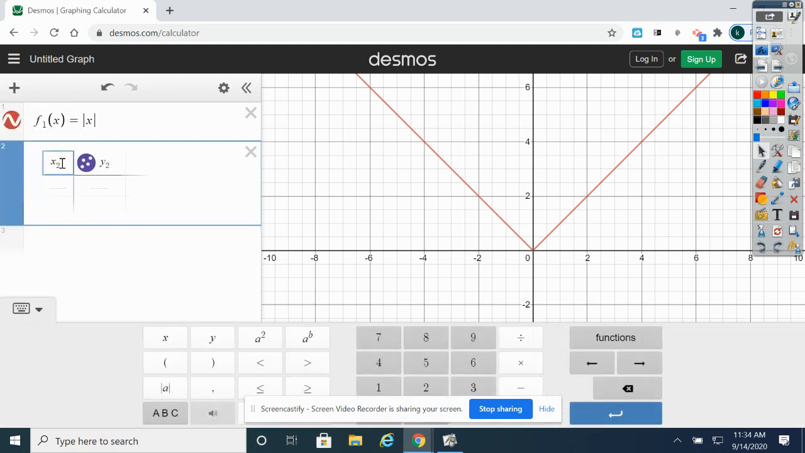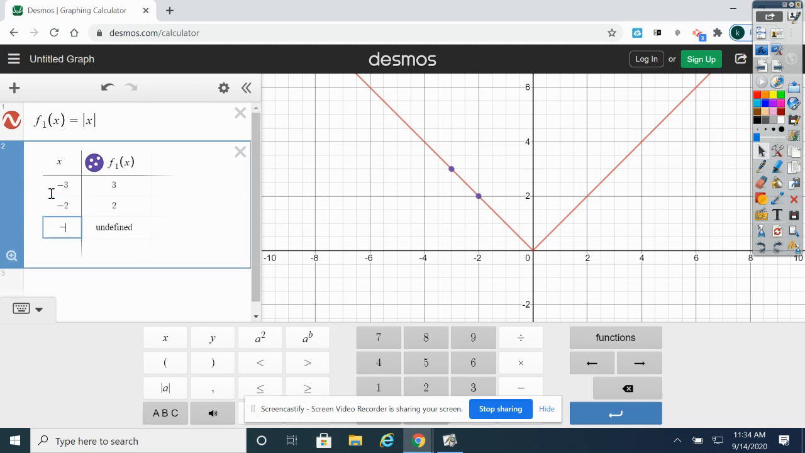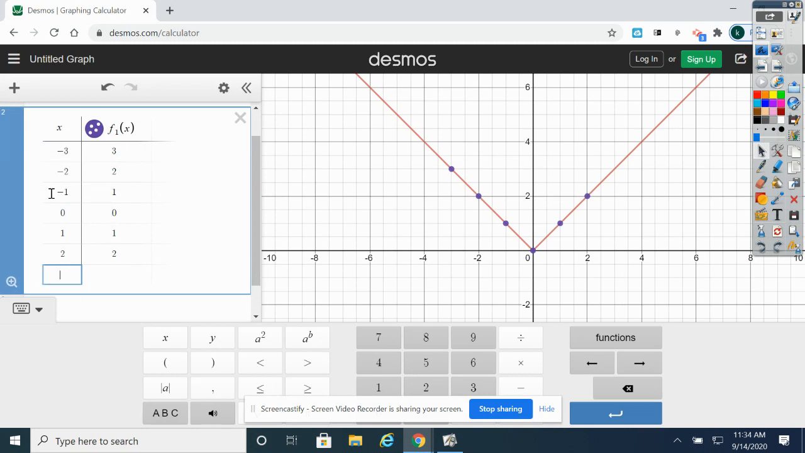I'm going to tweak this a little bit. We've got an X. It's got to match everything up at the top in my equation. So f sub 1 of x. And now we said we're going to use the values -3, -2, -1. Notice it's filling it in for me. That means I did it correctly. 1, 2, and 3.